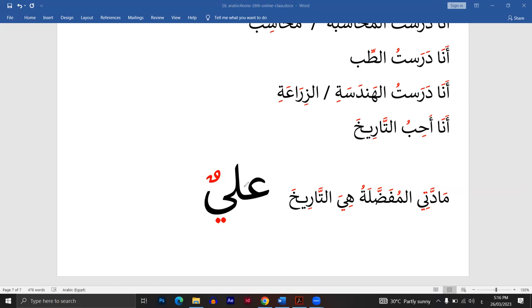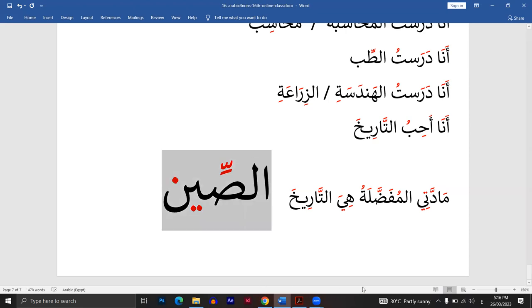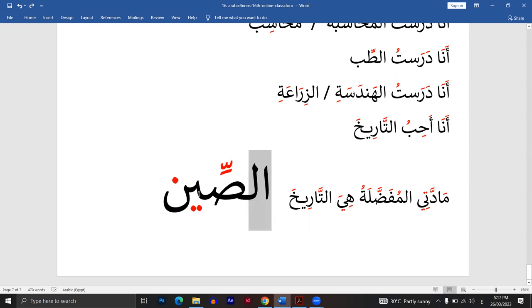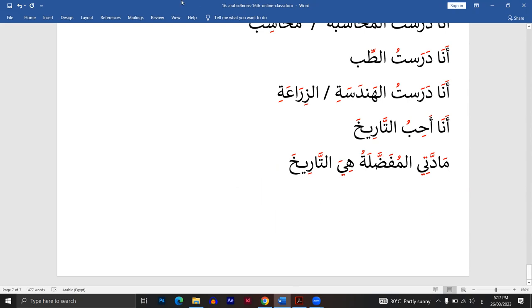I will give you another example. Some proper nouns have the definite article, like الصين. This means China. So is it definite because it has the definite article? No, it's not. It's definite because it's a proper noun. This L is an original part. It doesn't mean that if you remove this L, it will become indefinite. No, it's an original part of the word. You understand me? But later on, don't worry, we'll come to it, inshallah. Okay.